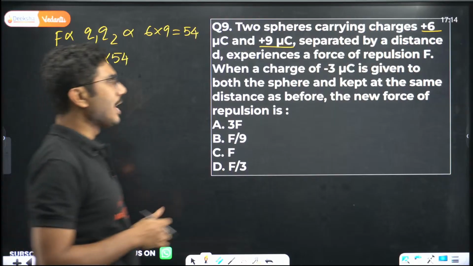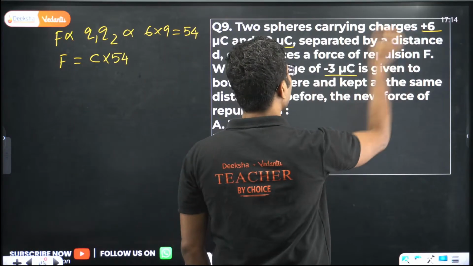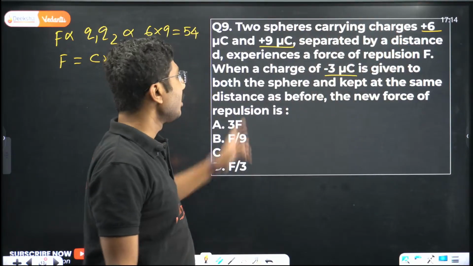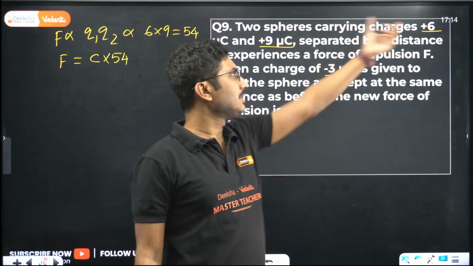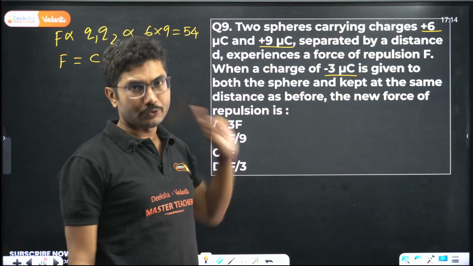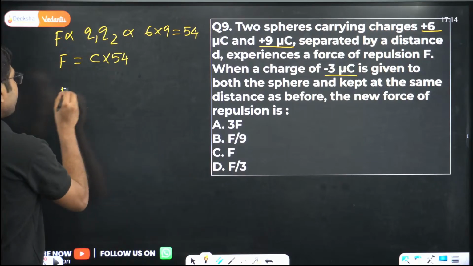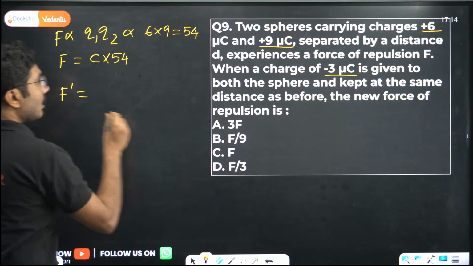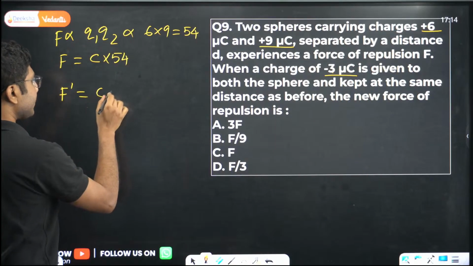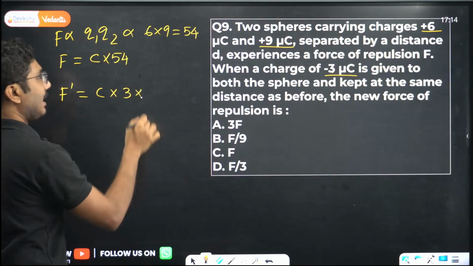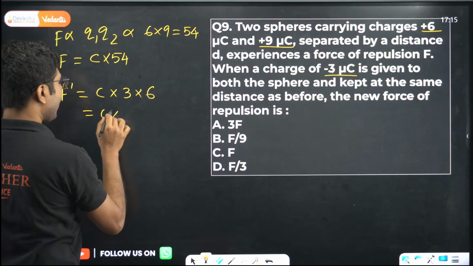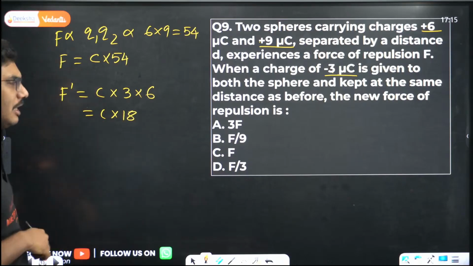Now what happens, you add minus 3 microcoulomb to both the charges. Now you see that none of the charge becomes 0, so force is not 0 anymore. Okay, so minus 3 you add to this, minus 3 you add to this. Even though they reduced, their magnitude does not become 0, so force is not 0. Now what will be the new force? New force will be 6 minus 3 is 3, obviously a constant, into 3. 9 minus 3 is 6, so that will be C into 18. Okay, so this is the new force.